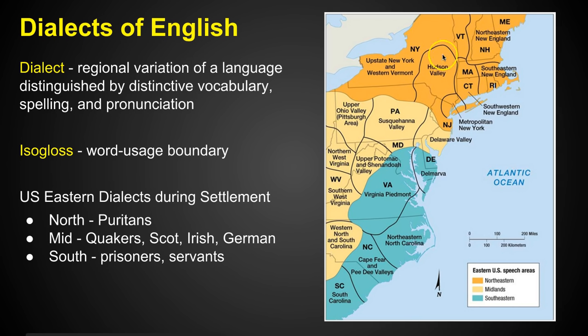In the North, we've got the Puritans that move in, and they have very simplified, straightforward language. In the middle regions here, we've got the Quakers, the Scots, Irish, and German, people of many different backgrounds, so you're going to have a lot more influences. It's going to be much more diverse. And then in the South, we've got the prevalence of prisoners and servants, so you're going to have language that's more simplified, and it's going to be different than straight-up Puritan English.